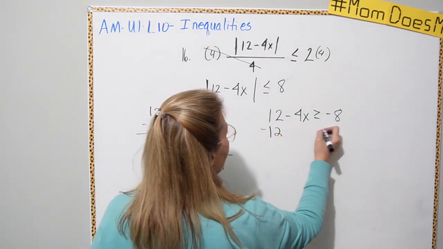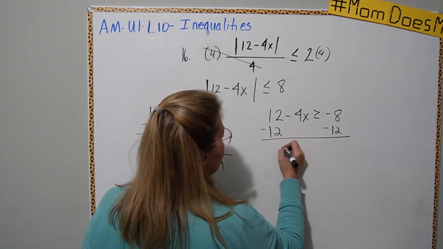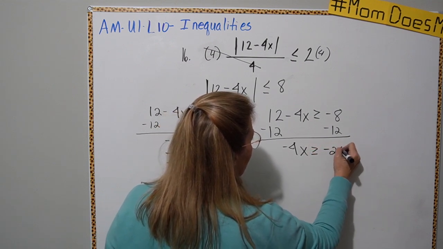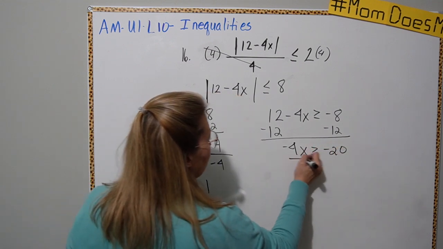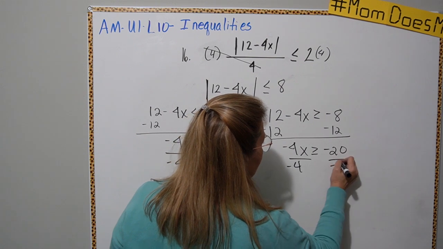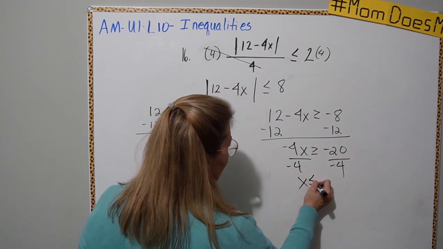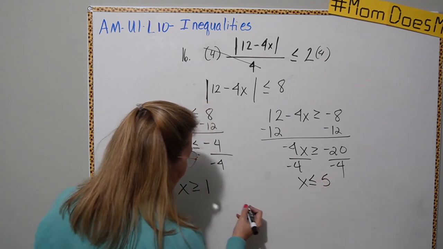I'm going to subtract 12 from each side. So I have negative 4x is greater than or equal to negative 20. I'm going to divide both sides by negative 4. So now I have x, flip that sign, is less than or equal to positive 5.